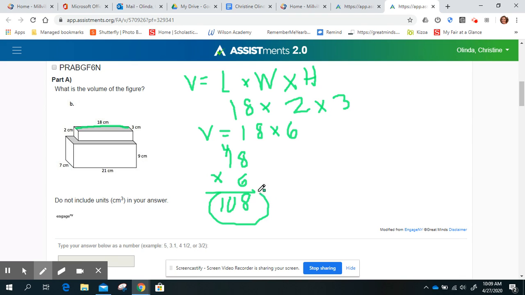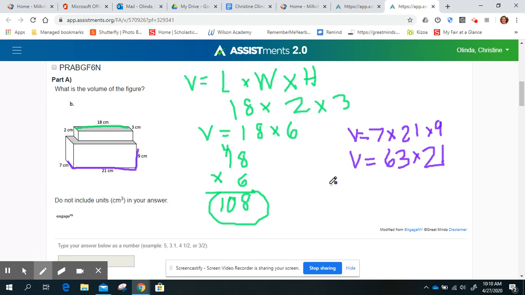That's not my final answer. That's just the volume of my first figure. The second figure, the volume, I have to do 7 times 21 times 9. This one was a little easier because there were no hidden numbers. So I do 7 times 9 first, because I can do that one in my head, is 63 times 21. And if I can't multiply them horizontally, I can do it vertically. So I'll do 63 times 21.